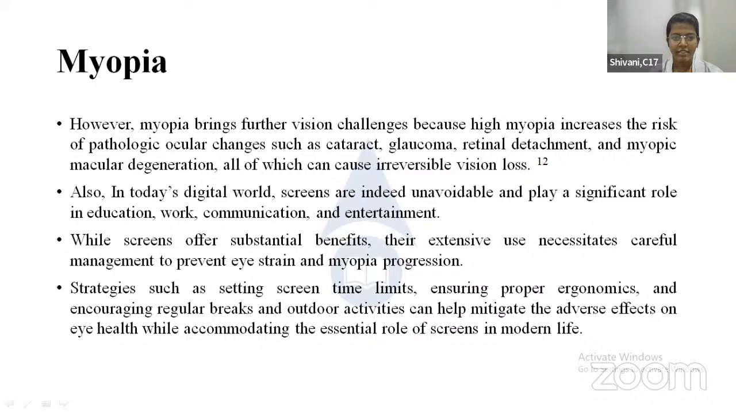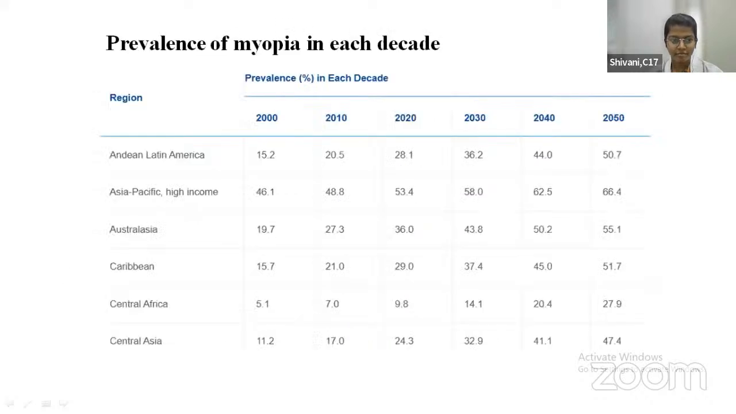Also, in today's digital world, screens are indeed unavoidable and play a significant role in education, work, communication, and entertainment. While screens offer substantial benefits, their extensive use necessitates careful management to prevent eye strain and myopia progression. Strategies such as setting screen time limits, ensuring proper ergonomics, and encouraging regular breaks and outdoor activities can help mitigate the adverse effect on eye health while accommodating the essential role of screens in modern life.